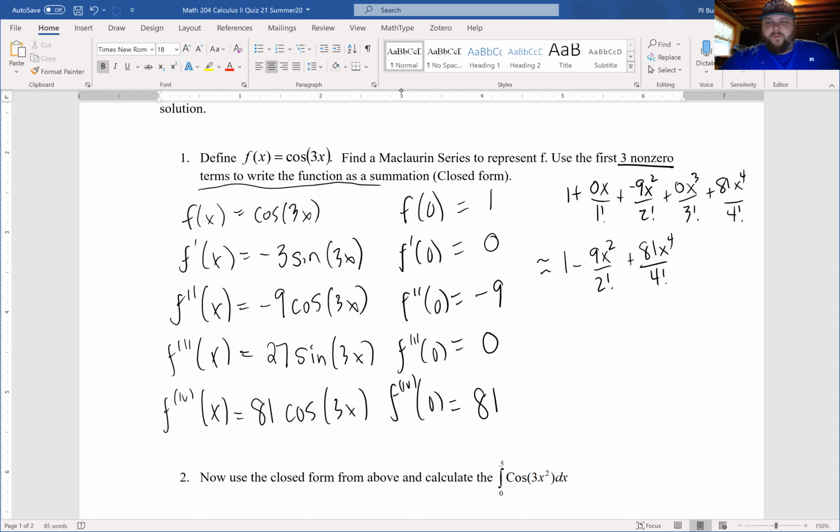And with that, we should be able to write a summation form. So this, instead of 9, right, this is really 3x squared over 2 factorial. And this is 3x to the 4th, right? Over 4 factorial.